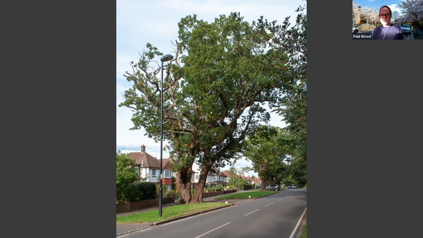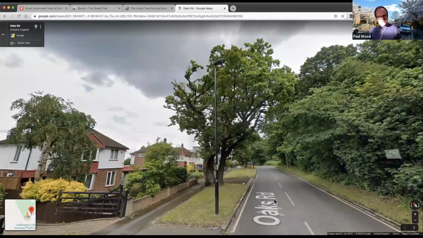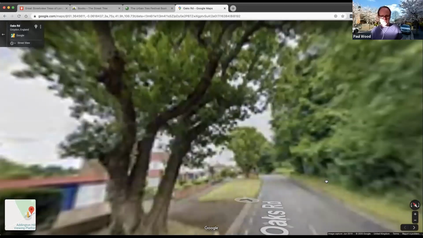So I'm going to take you back to that tree on Street View. And here it is, the Oaks Road oak. And this one, it's quite fascinating because it's got two stems. So you can see on this one that it's possibly been coppiced in the past.